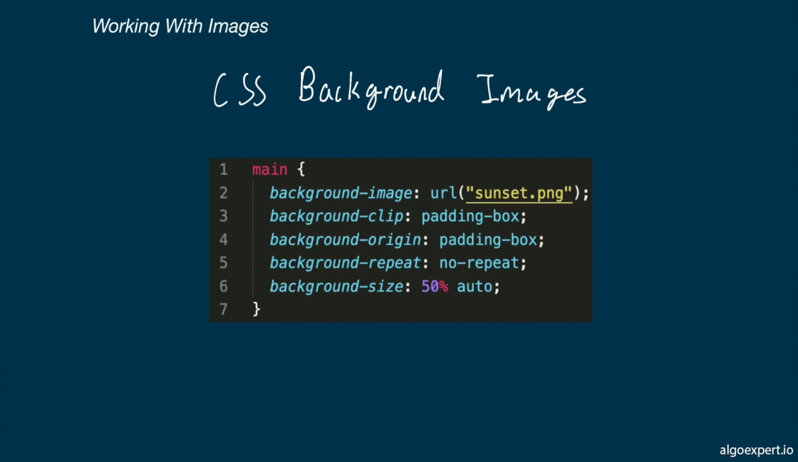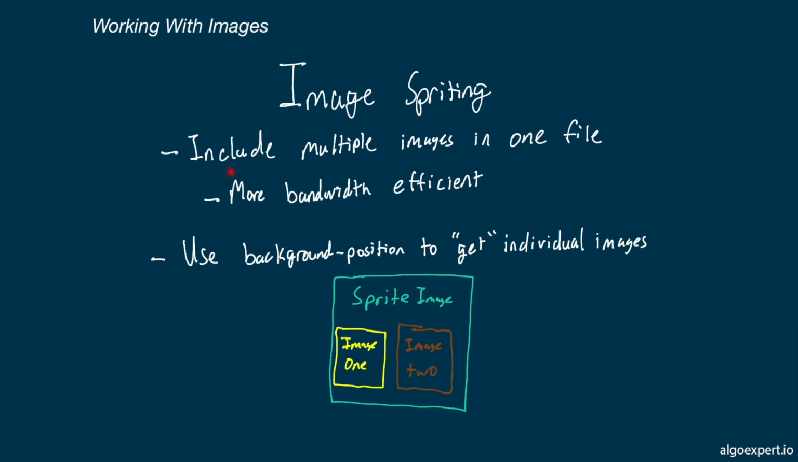Now finally, let's take a look at image spriting. And this is the process of including multiple images in a single image file and then splitting up that file on the client before displaying it to the user. Since the client needs to download less files, this can be a great option to be more bandwidth efficient, but at the same time, it can make the code less readable, so there's definitely a trade-off.